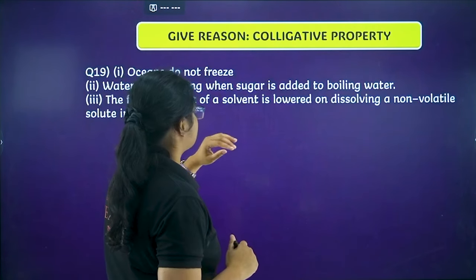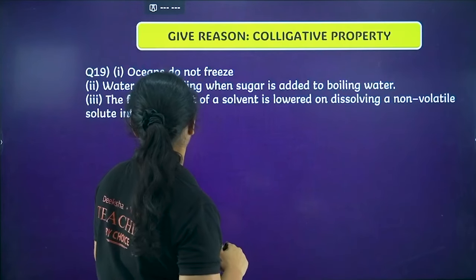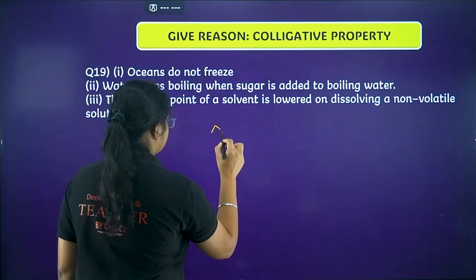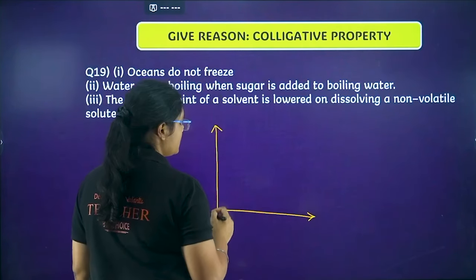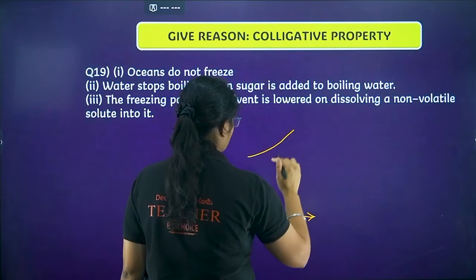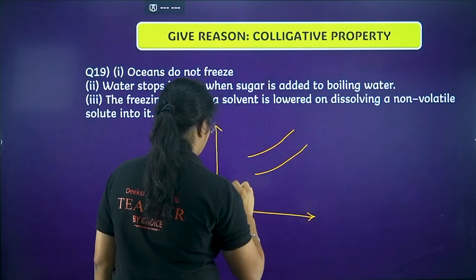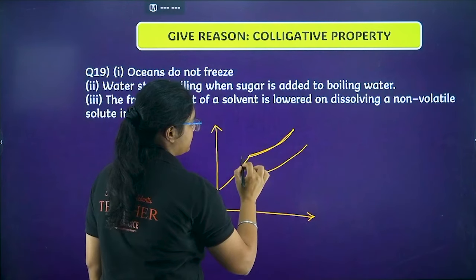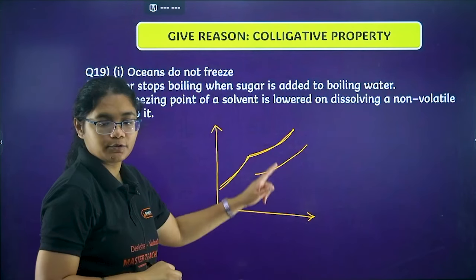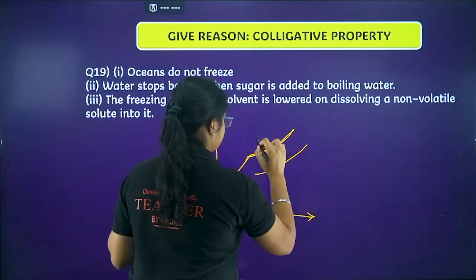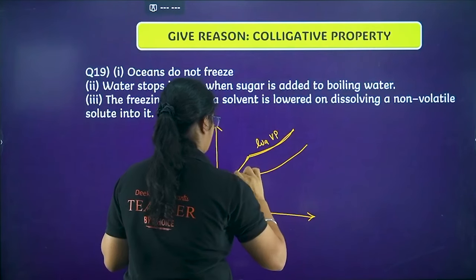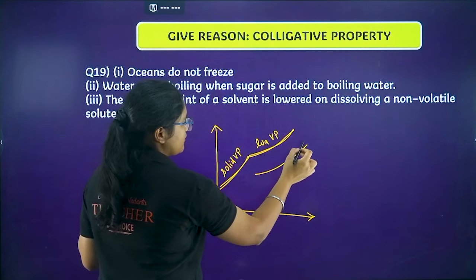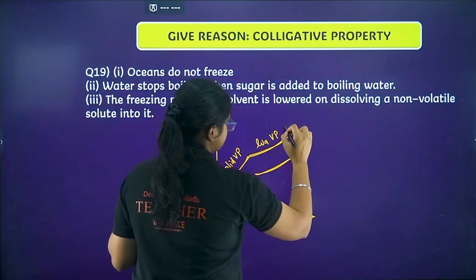Next, the freezing point of a solvent is lowered on dissolving a non-volatile solute in it. So we know that freezing point, how do we explain freezing point? See, if I have a graph like this, this is suppose pure solvent and this is solution, and you have this is another. This is pure solvent vapor pressure and this is liquid vapor pressure. Pure solvent, this is liquid vapor pressure and this is solid vapor pressure.